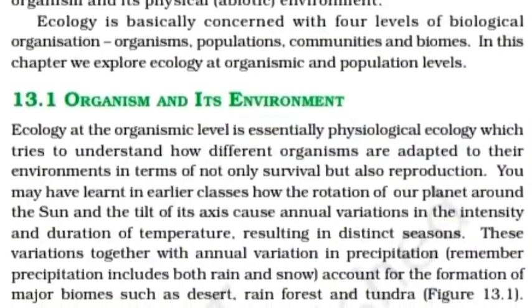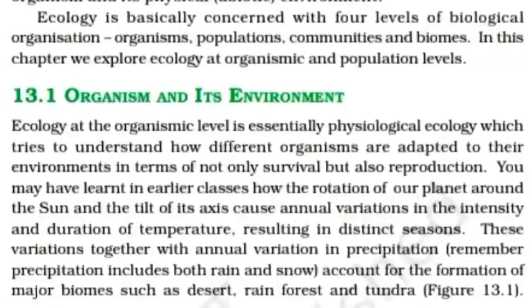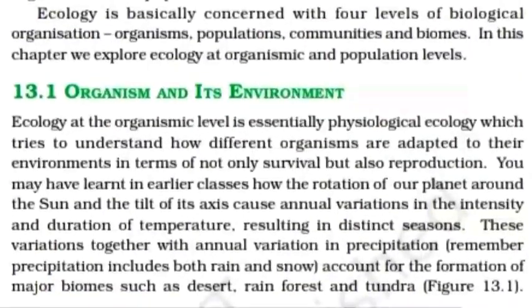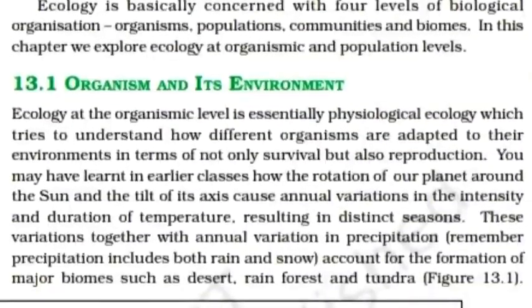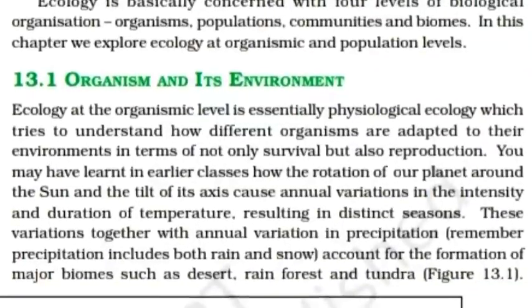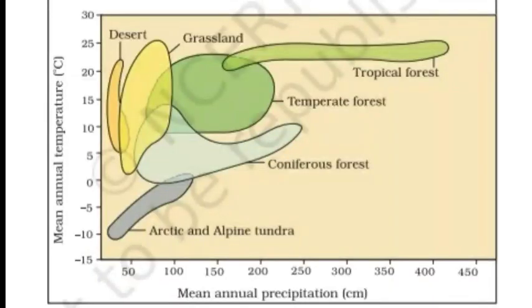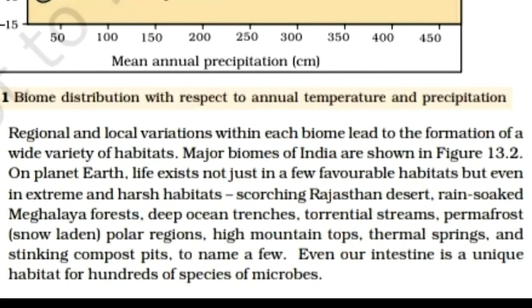This variation, together with annual variation in precipitation, remember precipitation includes both rain and snow, account for formation of major biomes such as desert, rainforest, and tundra. Regional and local variation within each biome lead to formation of a wide variety of habitats. Major biomes of India are shown in the figure on planet Earth.